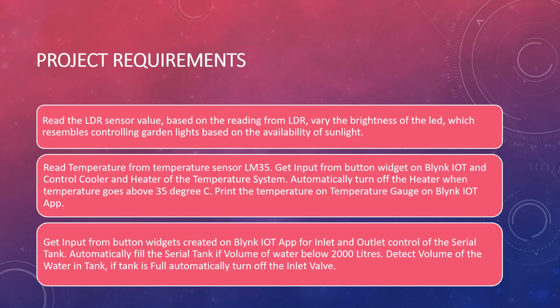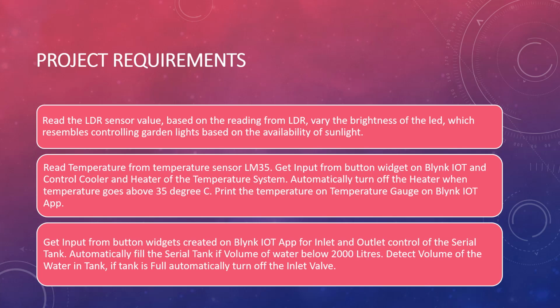Then the LDR adjusts the brightness of the LED accordingly. When sunlight is abundant, the LED should be dimmed, and when it's low, the LED should brighten, mimicking garden lights adjusting based on sunlight.